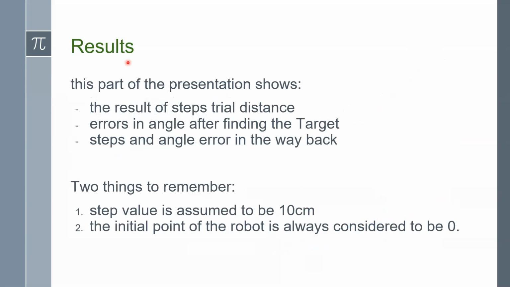In the results section, we are going to present the results of the trial distances, the trials on finding the target, and the errors in values on our way back. In this work, based on our design and our environment, we assumed the value of step to be 10 centimeters, which is our assumption. It will be different for each application and each design. But the initial point is always considered to be, as I said, 0 point and 0 degrees.